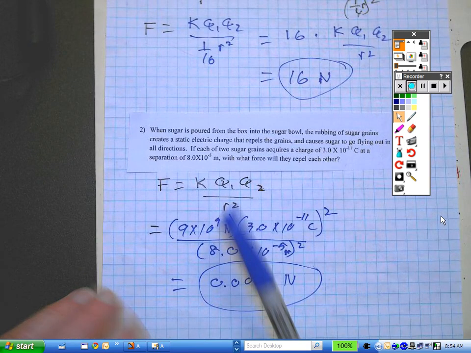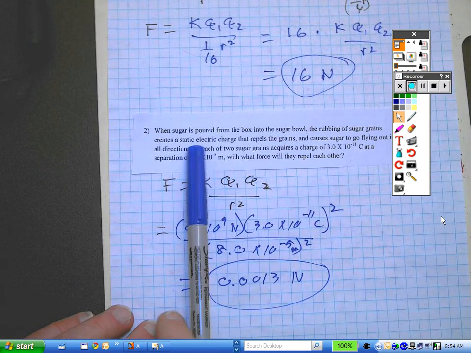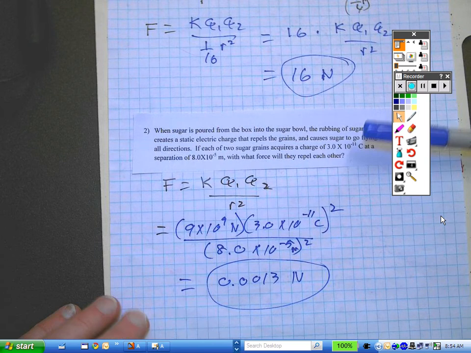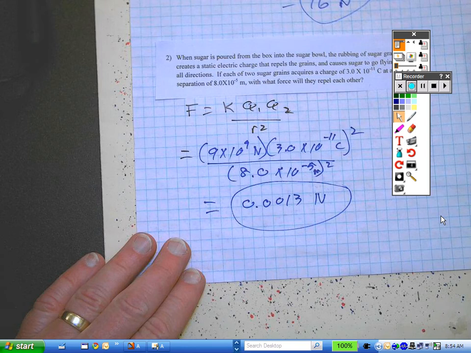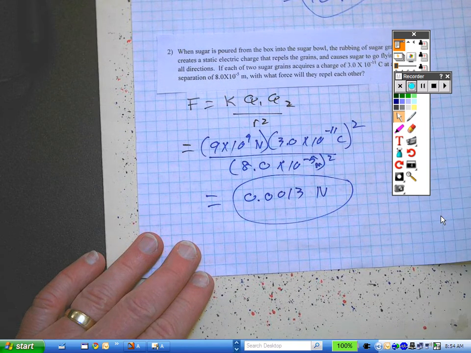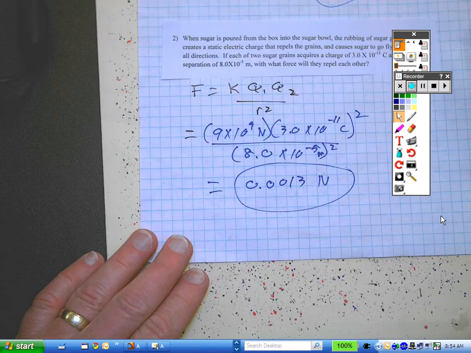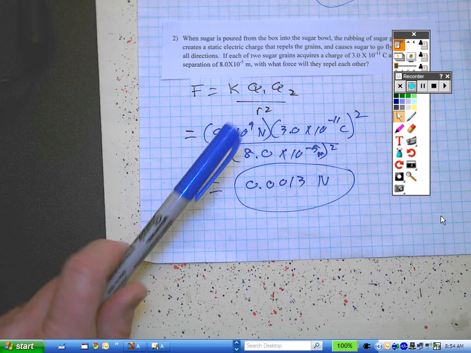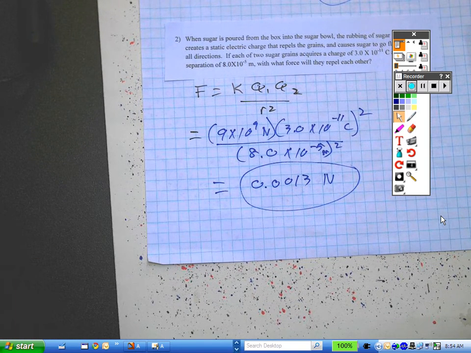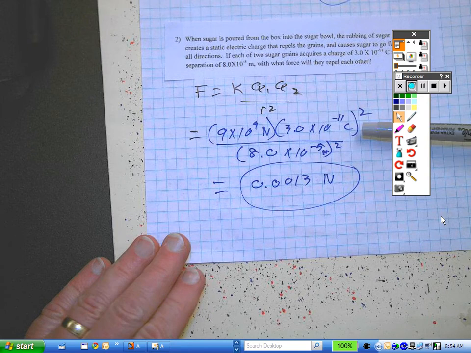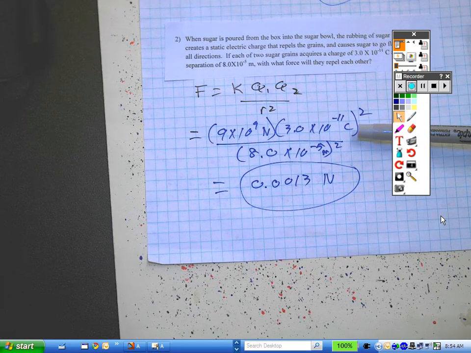When sugar is poured in a bowl, you may have seen that sometimes the grains scatter. They scatter because of the force between the charges. By friction, the grains have been charged. And so this is simply plugging the numbers in. The constant is 9 times 10 to the 9th. The charges are the same, so 3 times 10 to the negative 11th coulombs is then squared.